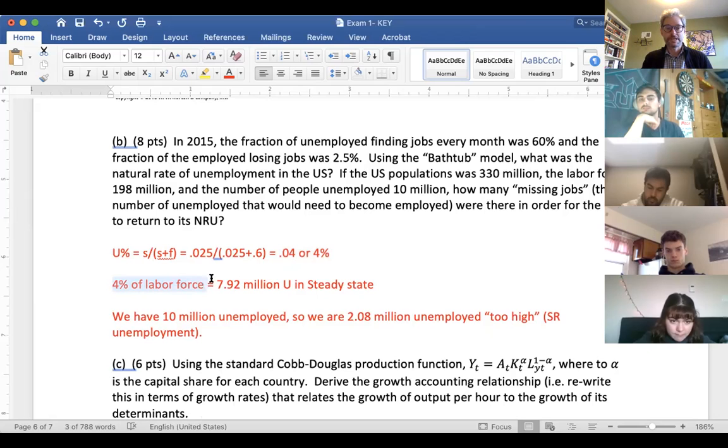4% of the labor force means that we should have 7.92 million people unemployed in the steady state. If today we have 10 million unemployed, that means that unemployment is about 2 million people too high, right? So short run unemployment would be 2 million people, the difference between actual unemployment and the natural rate of unemployment.